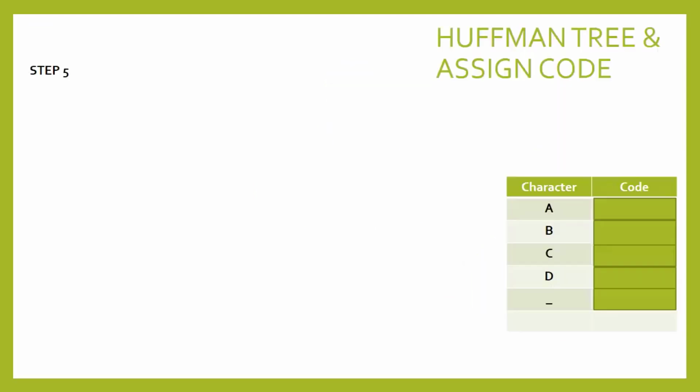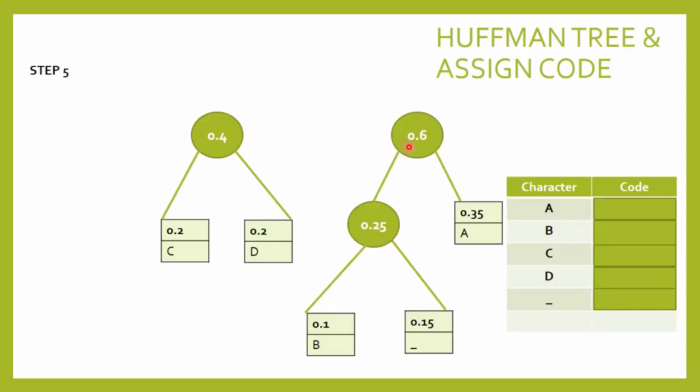Step 4. Next we have to place 0.4, which we had before, to merge again, and this is what we got from the previous slide. Merge 0.4 and 0.6, and that gives 1. So this is your Huffman tree.